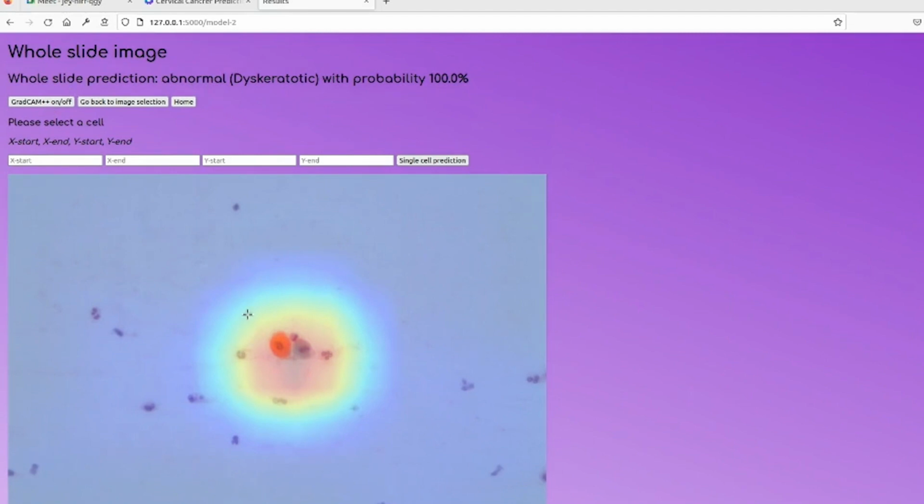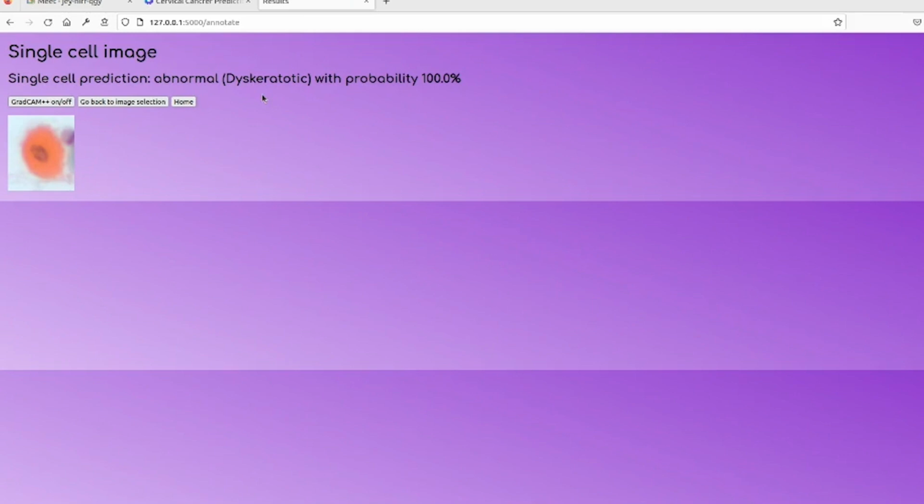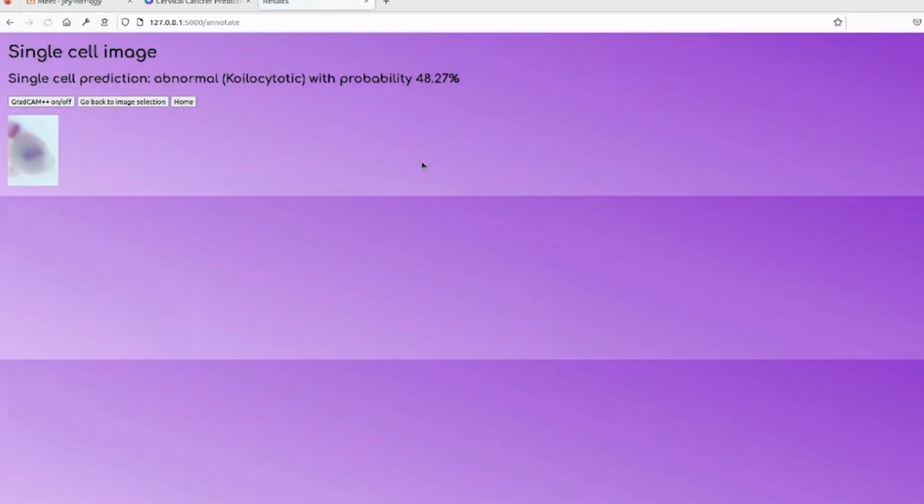If we select only one, this is the keratotic cell. And if we go back and select the other one, this is a different kind of cell, because in this slide there were 2 different cells.